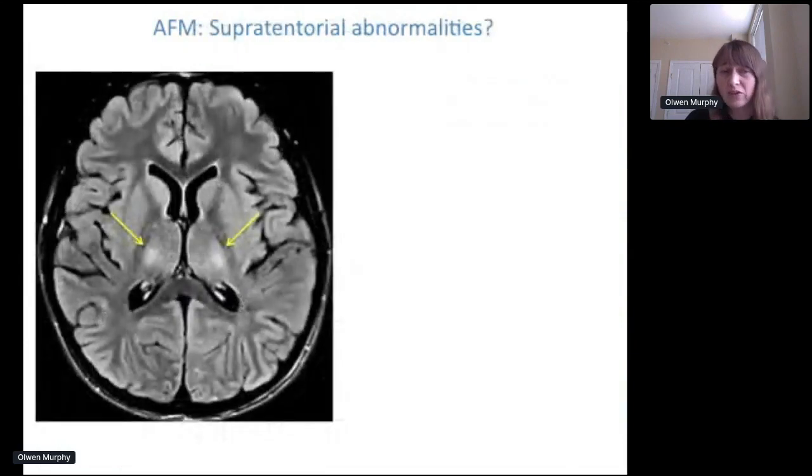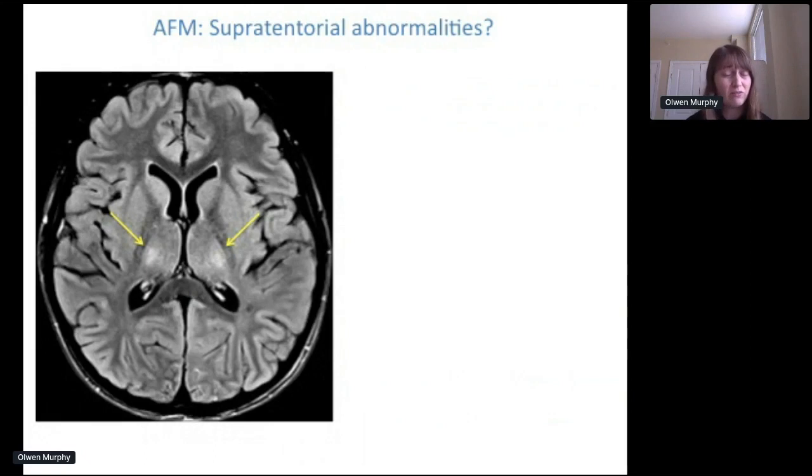So the next question, as we move up the neural axis, is whether supratentorial abnormalities are evident on imaging in AFM. Based on our experience at Johns Hopkins and a detailed neuroimaging study published by a Japanese group, supratentorial imaging abnormalities are rare in AFM, and when they are present, they tend to be localized to the deep grey matter structures. In this patient, we can see that there is clearly bilateral thalamic T2 hyperintensity evident.